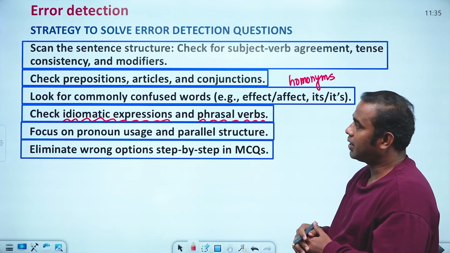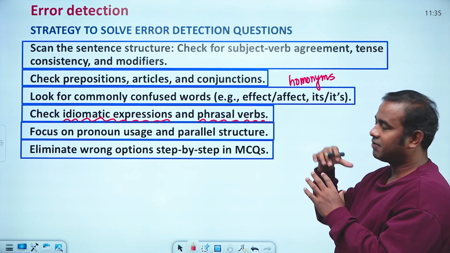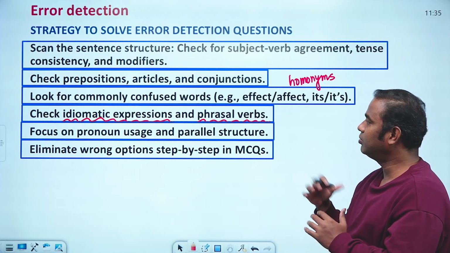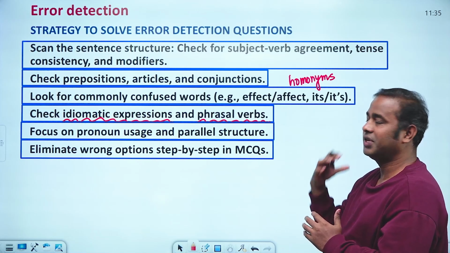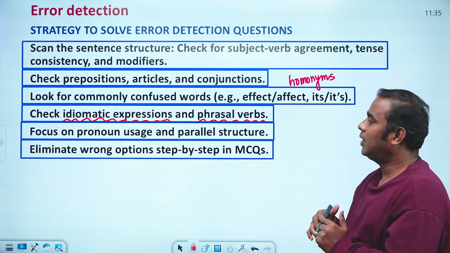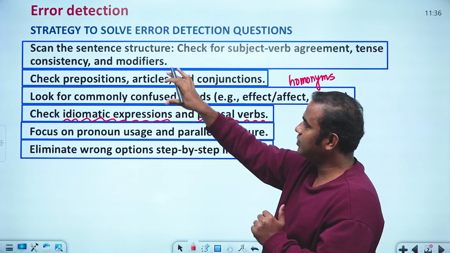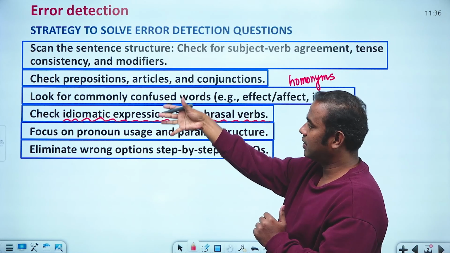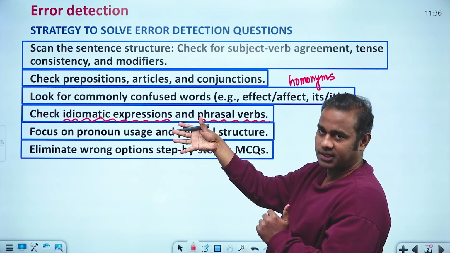So even if you are unable to, if you get something like four or five answers, then you have to use an elimination technique, remove the wrong answers and then find out the right answer. So this is one way of doing it. This is just a way. Now, even though it is said that it is a strategy to solve all these things, you can see all the points are related to grammar. There is no technique as such here.